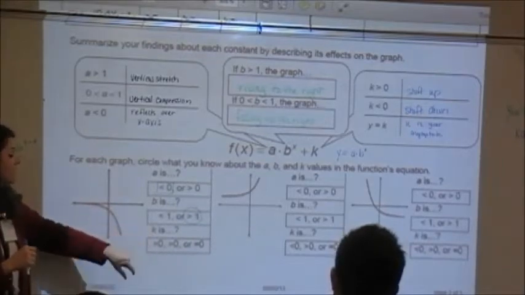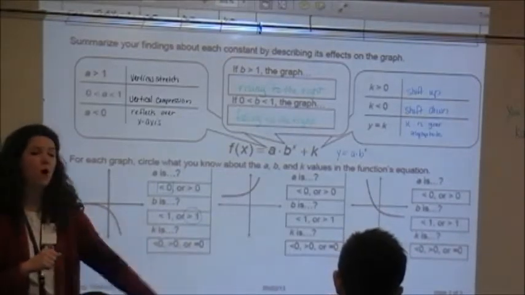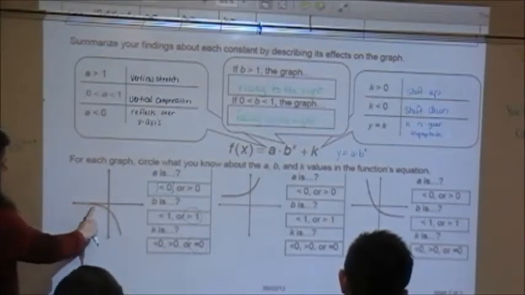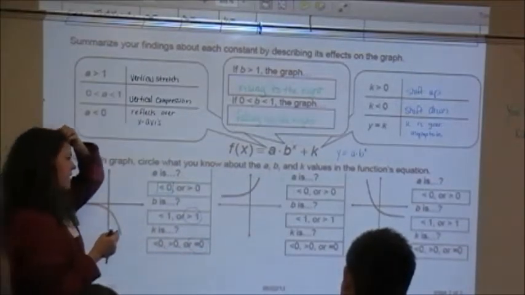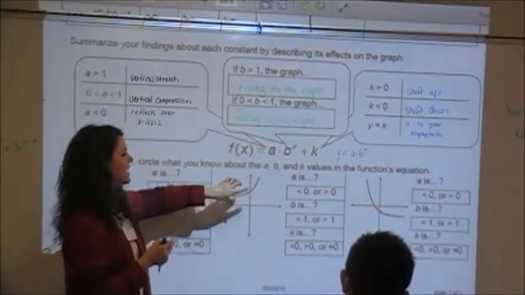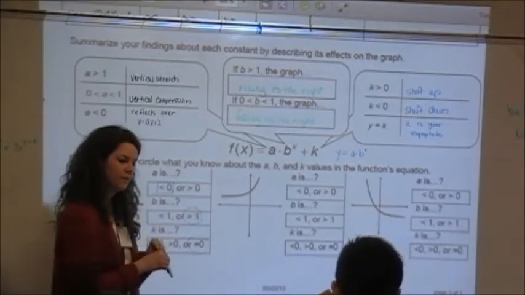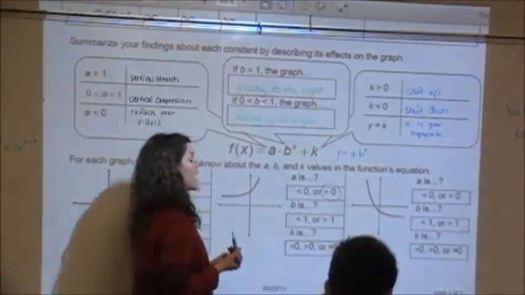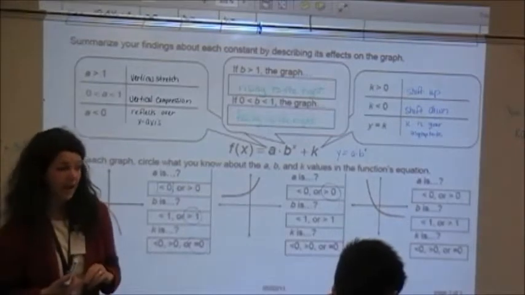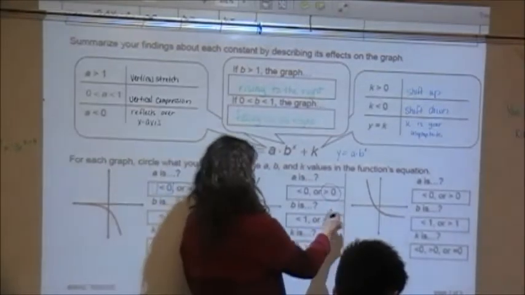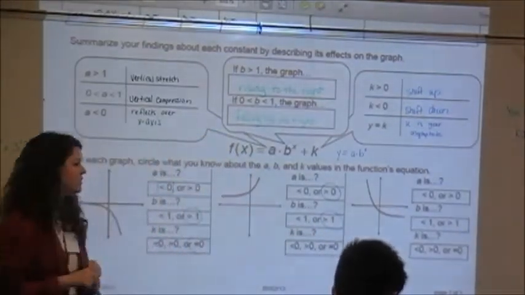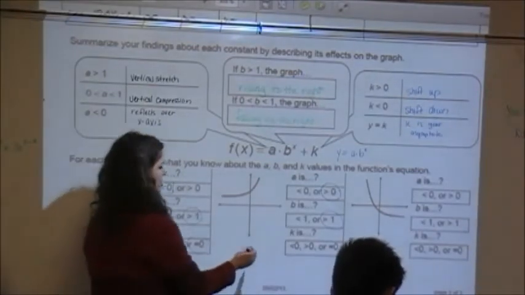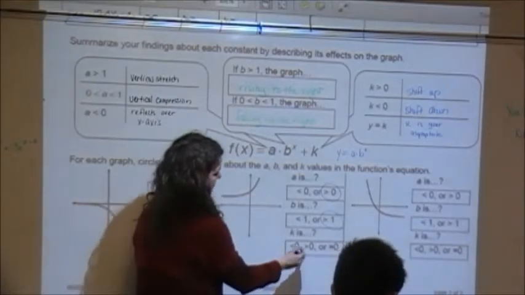Okay, what about our K value? Is your K value less than 0, greater than 0, or equal to 0? Equal to 0. You can see your asymptote right here as it's getting closer and closer to 0. Now the one in the middle. Is your A value less than 0 or greater than 0? Greater, because it has not been reflected. Is your B value less than 1 or greater than 1? Greater, because it's increasing. And is your K value less than 0, greater than 0, or equal to 0? Greater than 0. So this has been shifted up. My asymptote's up higher now.